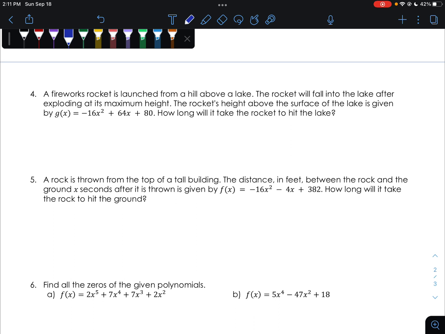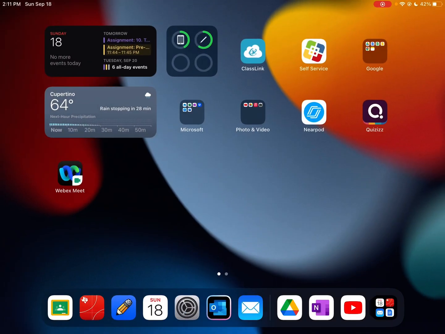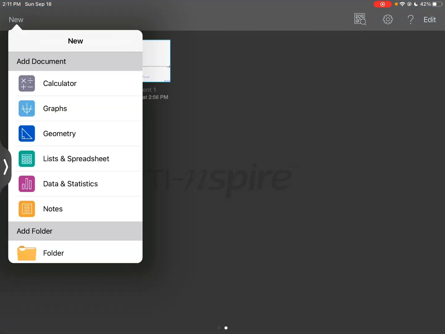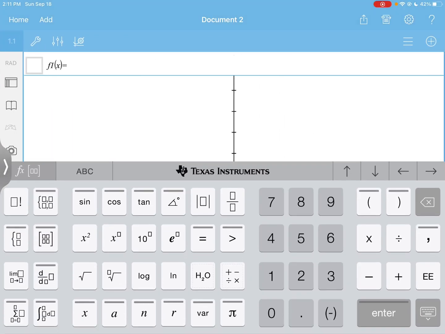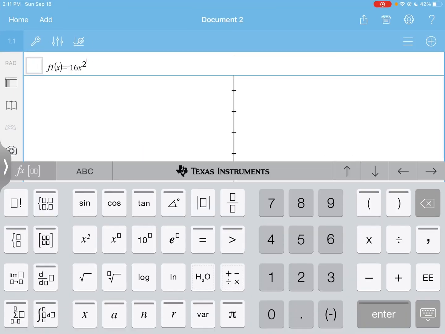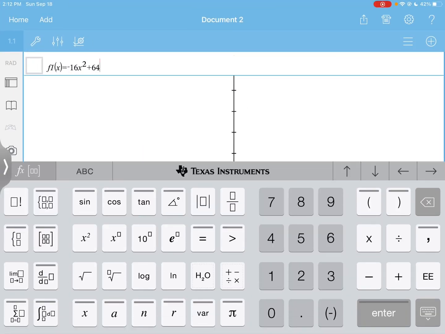So what we're going to do on this one is we're going to graph this equation right here. We're going to look for its zeros. So we're going to graph, and then again, it's menu 5, 1. So let's go ahead and graph it. I'm going to start with a new document. No, we don't want to save. We're going to add a graph. We had -16x squared plus 64x plus 80.